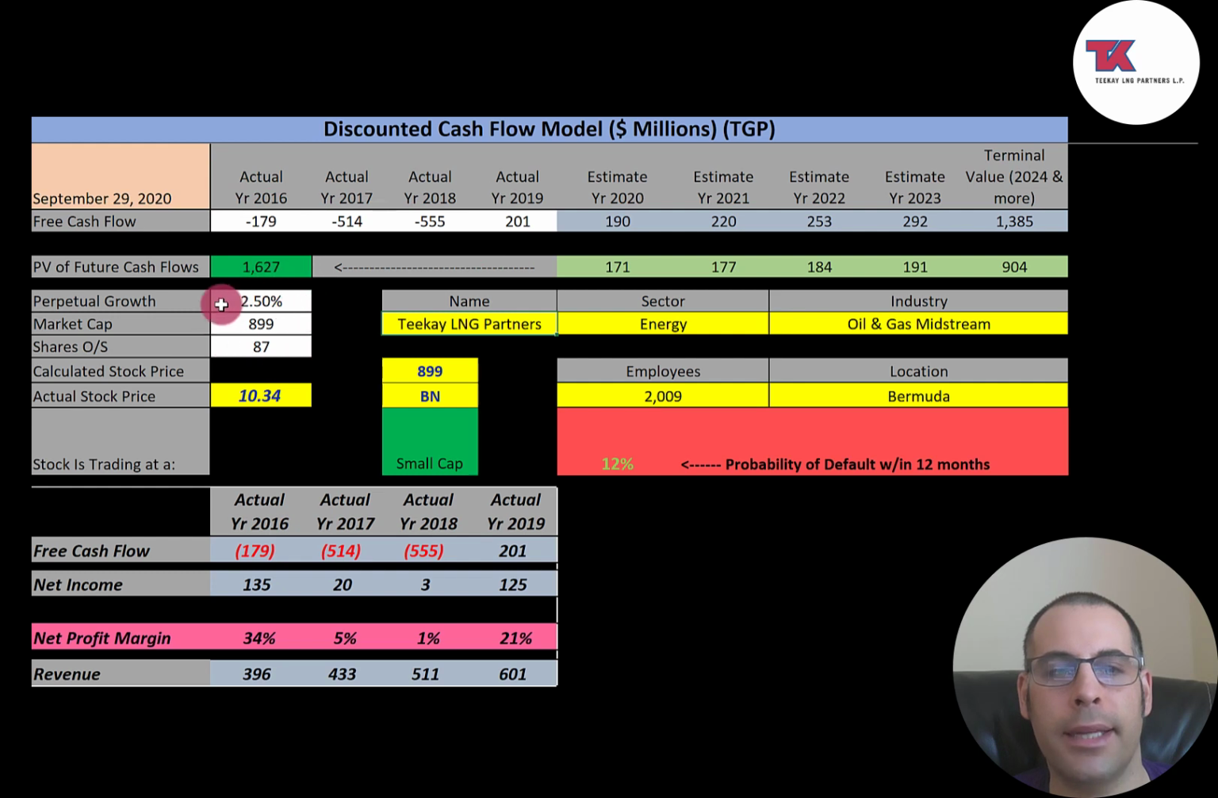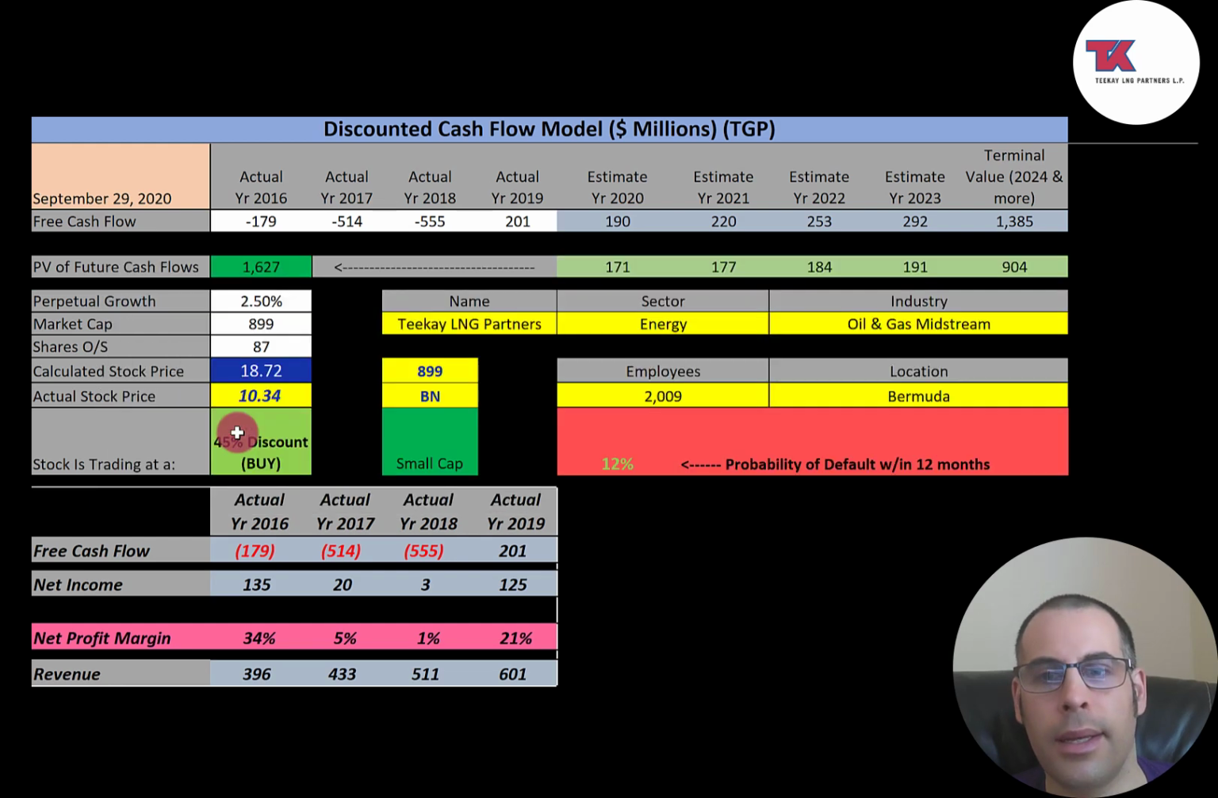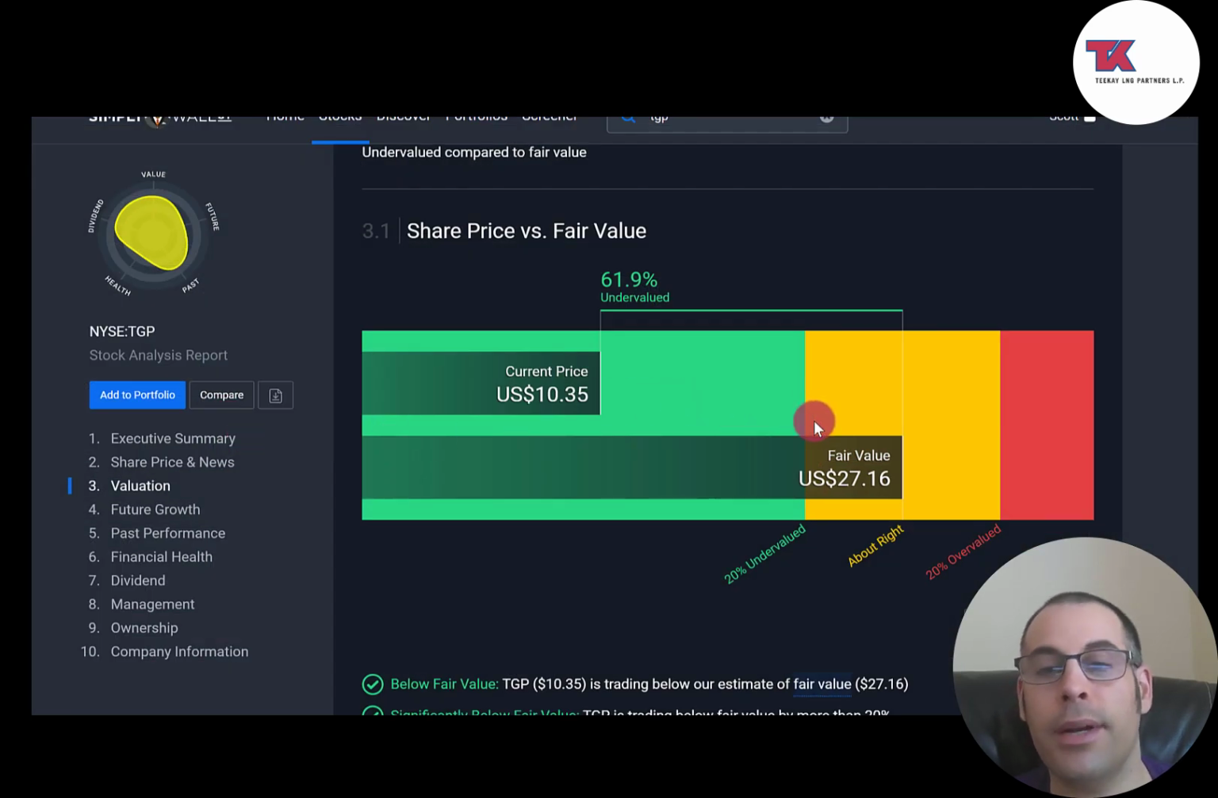We divide that by 87 million shares. We get a calculated stock price of $18.72. They're trading at $10.34, so they're trading at a 45% discount. It's a really strong buy according to the model. Let's see what Simply Wall Street says. They're even higher. They're at $27 a share, so they're saying the stock is way undervalued.